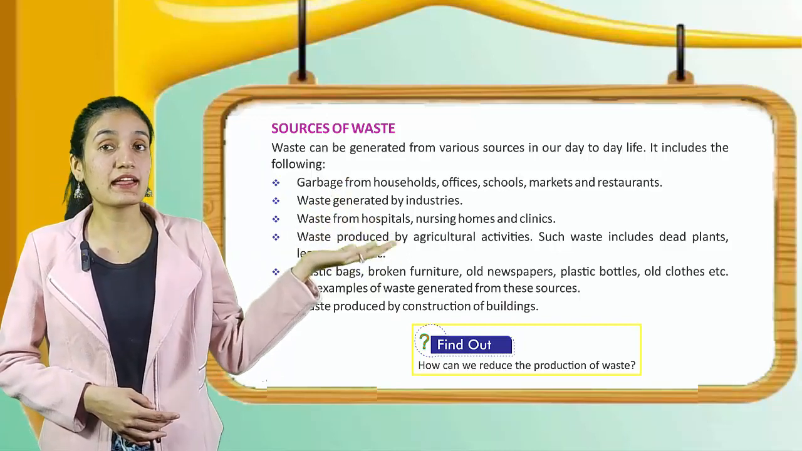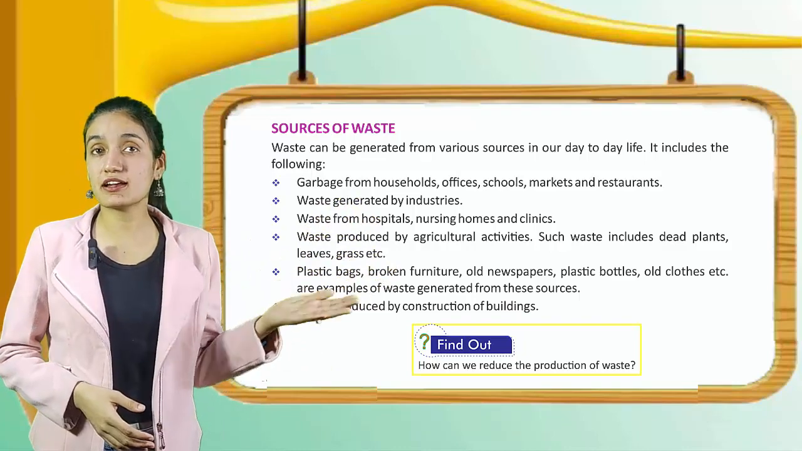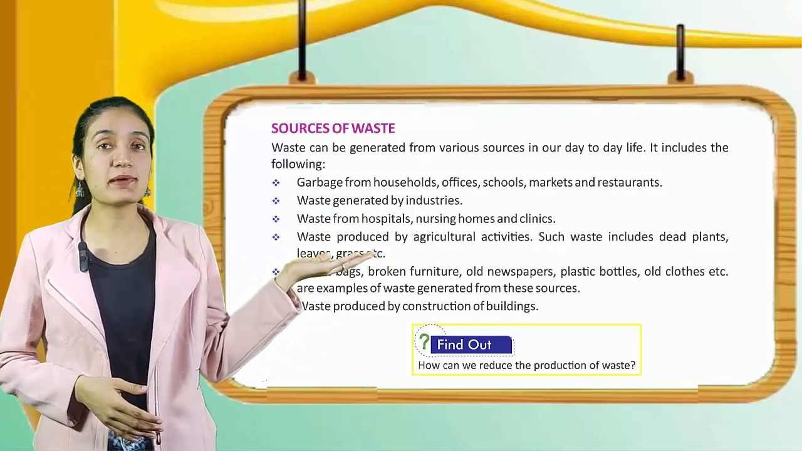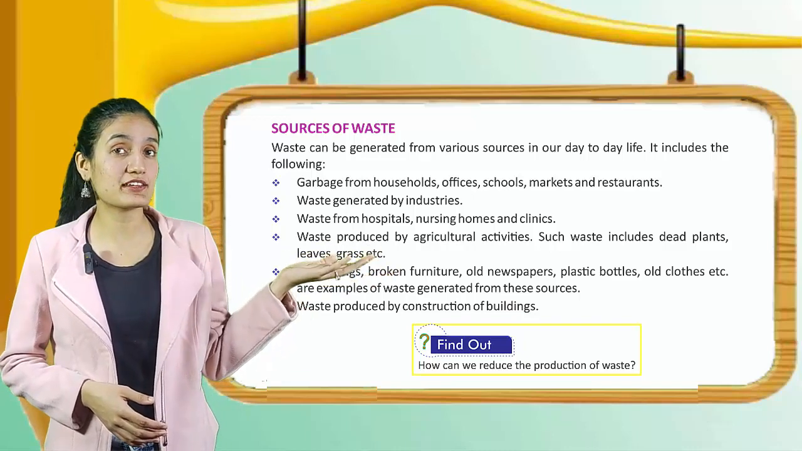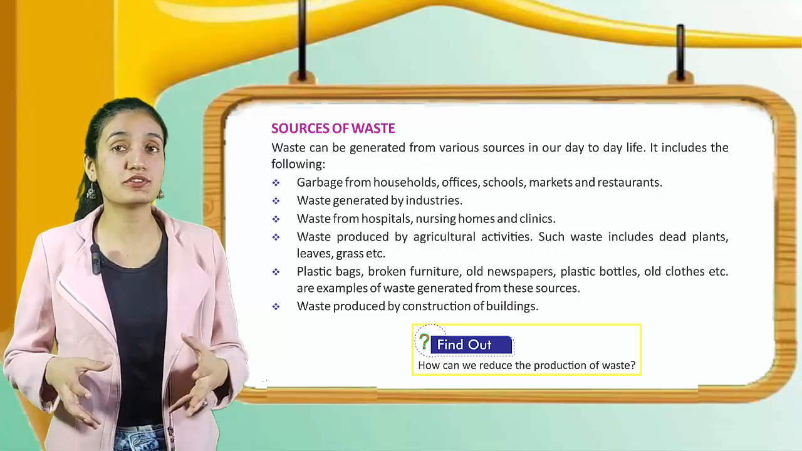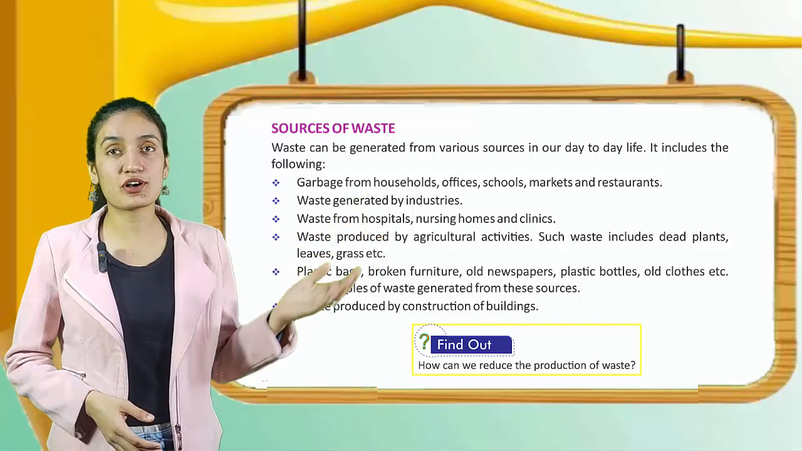Waste produced by agricultural activities. Such waste includes dead plants, leaves, grasses, etc. Plastic bags, broken furniture, old newspaper, plastic bottles, old clothes, etc. are examples of waste generated from these sources. Waste produced by construction of buildings.